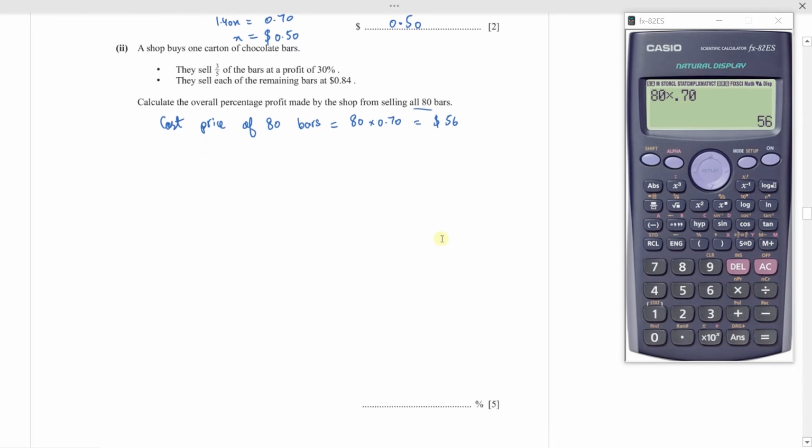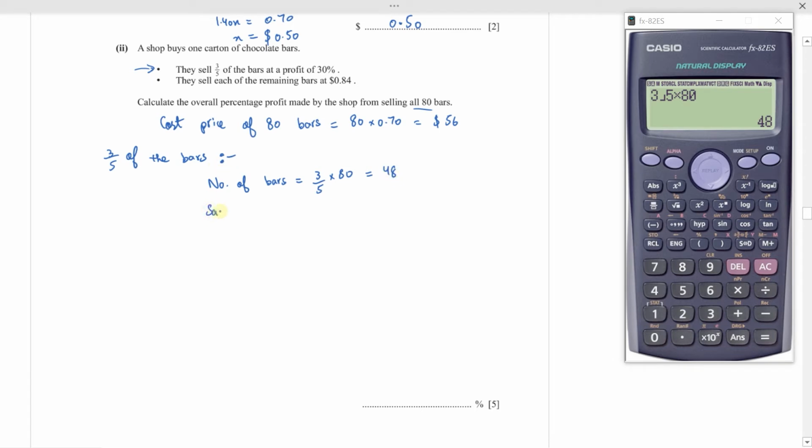Now let's look at the sale price. So I will divide it into two parts. First, we will look at those that they sell at 30% profit. So this is 3 by 5 of the total bars. So let's look first at the number of bars, which will equal 3 by 5 of 80. So 3 by 5 multiplied by 80. So these are 48 bars.